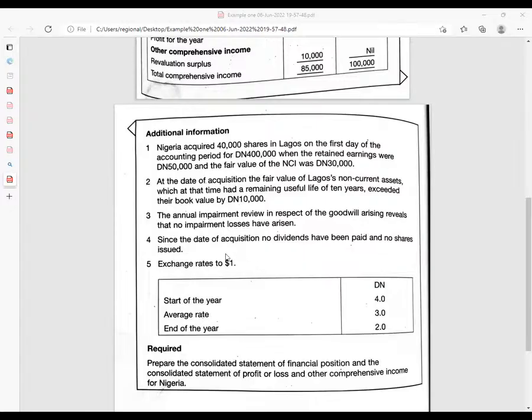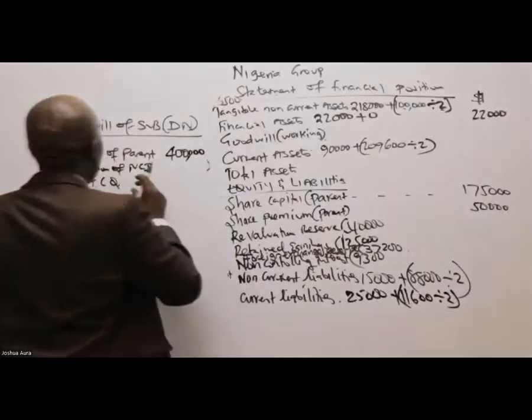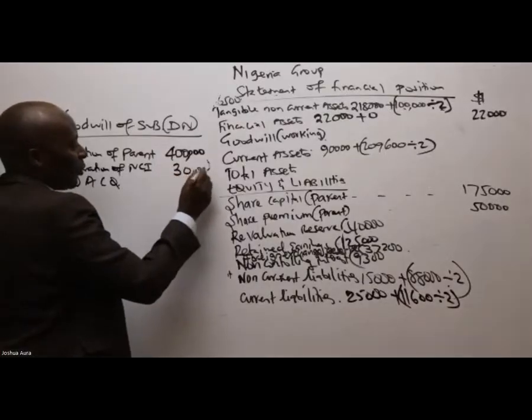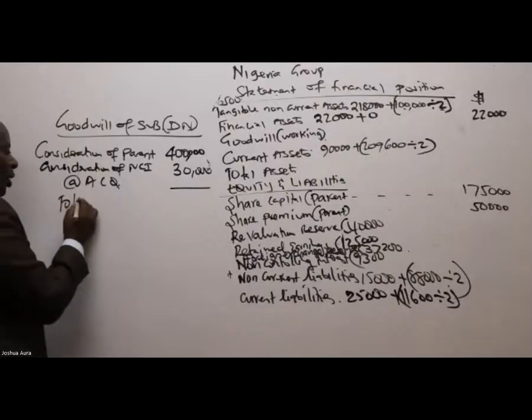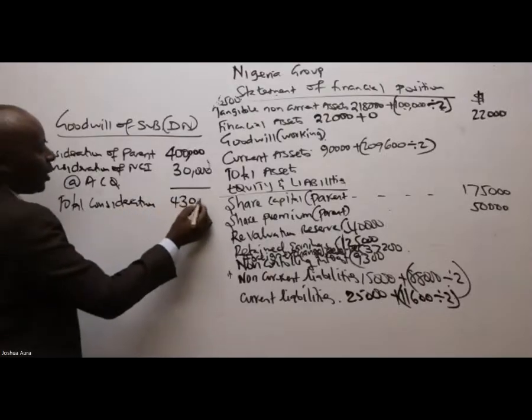You're told somewhere here that Nigeria acquired 40,000 shares in Lagos on the first day of the accounting period, when the retained earnings were DN 50,000, and the fair value of NCI was 30,000 DN. So everything is in terms of DN. Again, the consideration of the NCI at the date of acquisition is 30,000. So give us the total consideration. That will be 430,000.